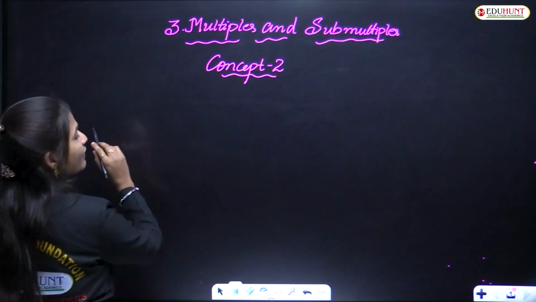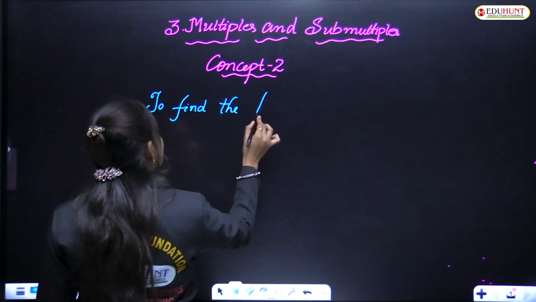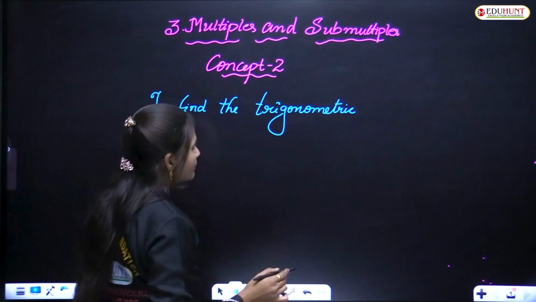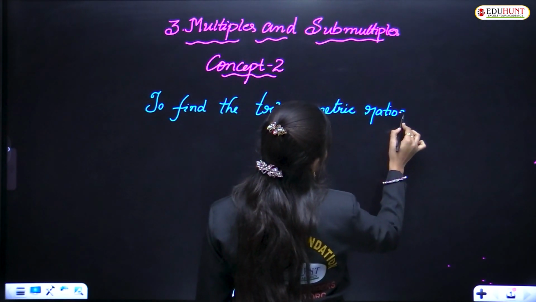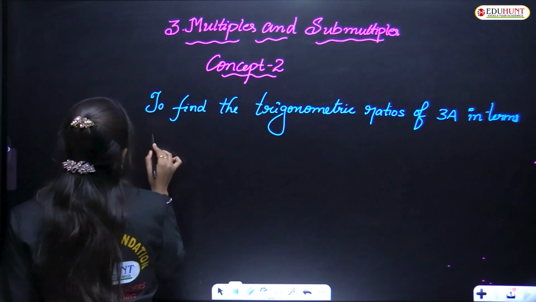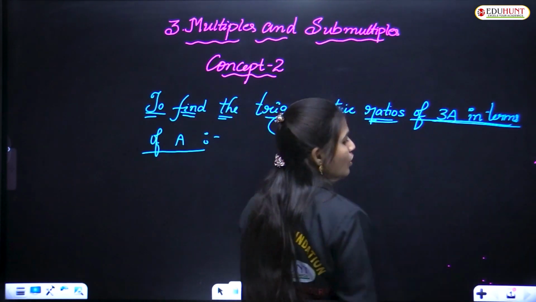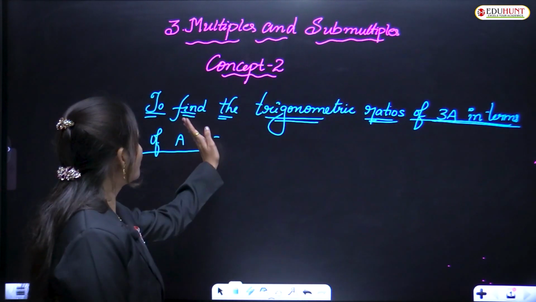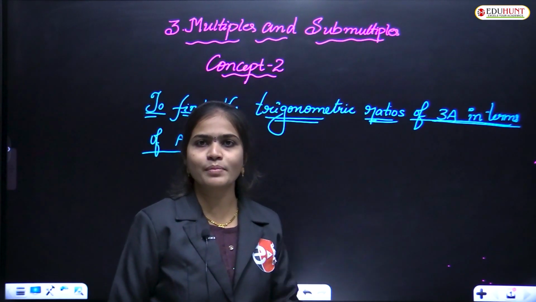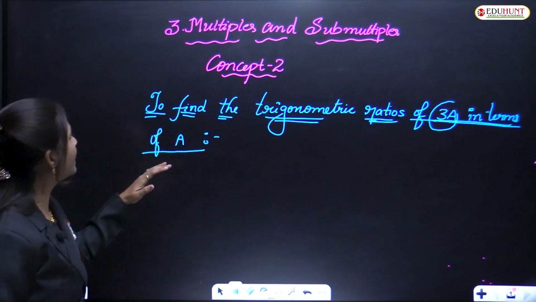So what is given in concept 2? To find the trigonometric ratios of 3A in terms of A. Previously we discussed 2A and A. 2A is a multiple angle, A is a submultiple angle. Here in this concept they have given the trigonometric ratios of 3A in terms of A.